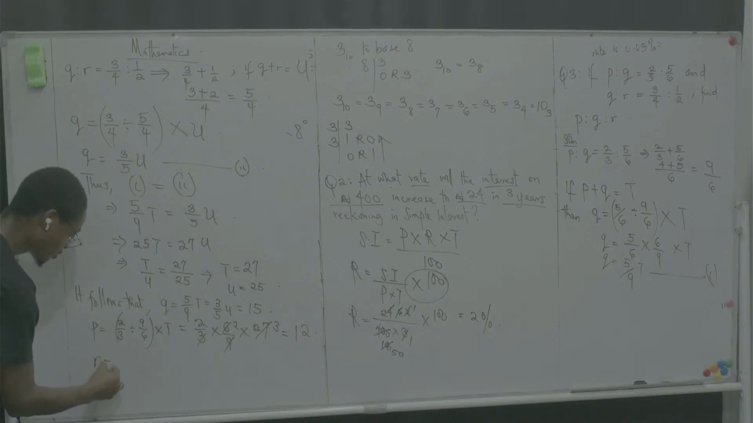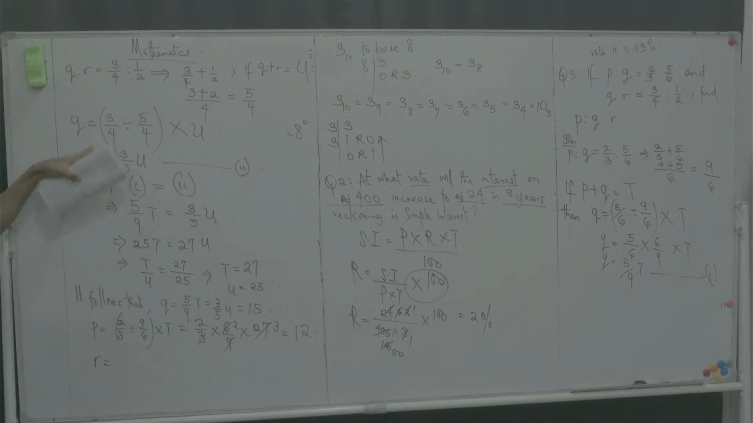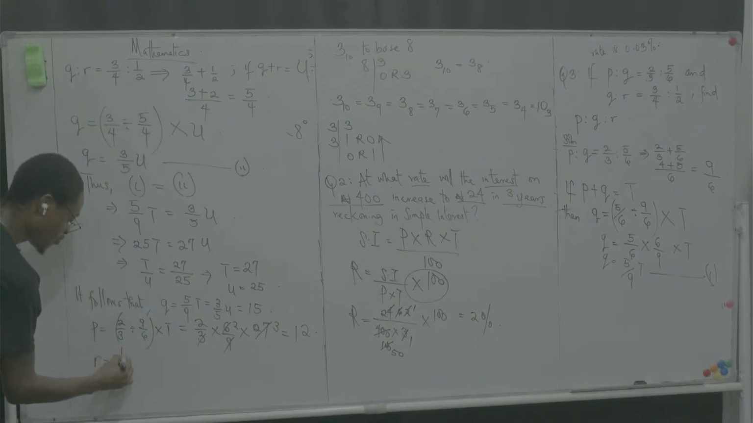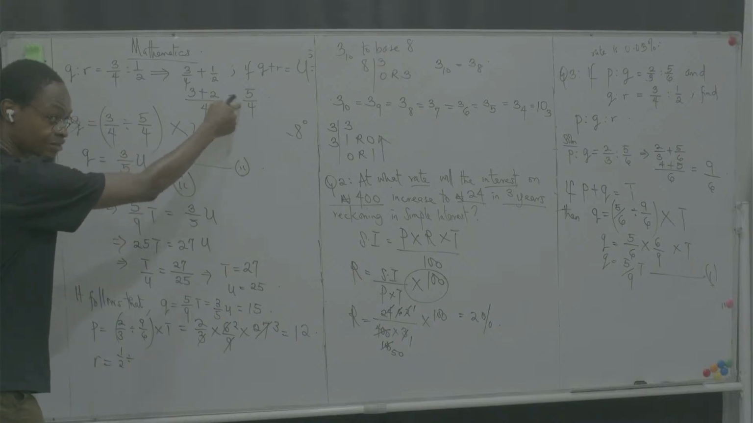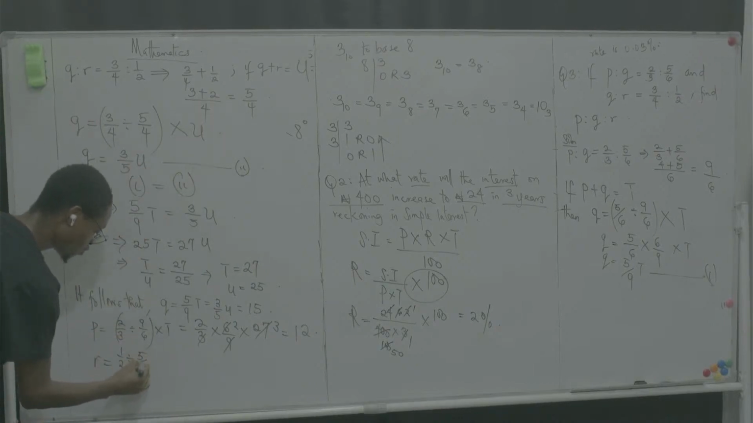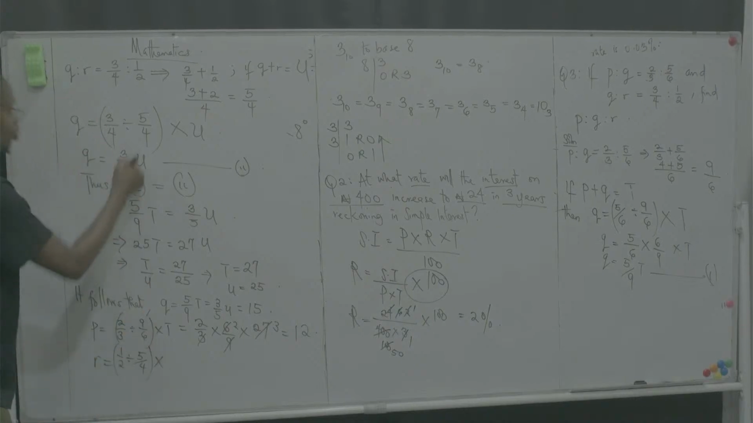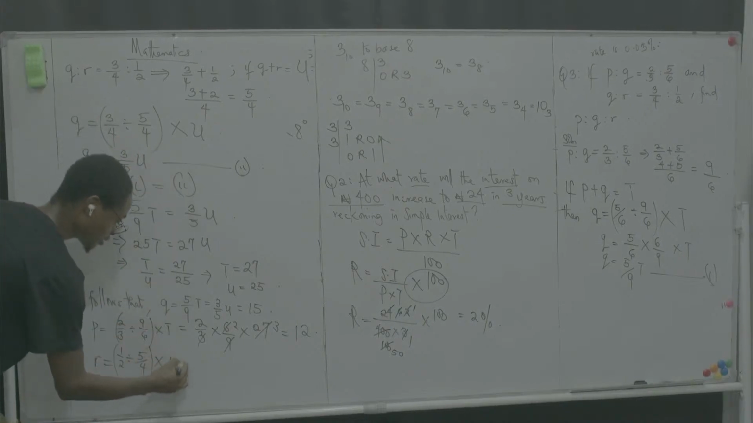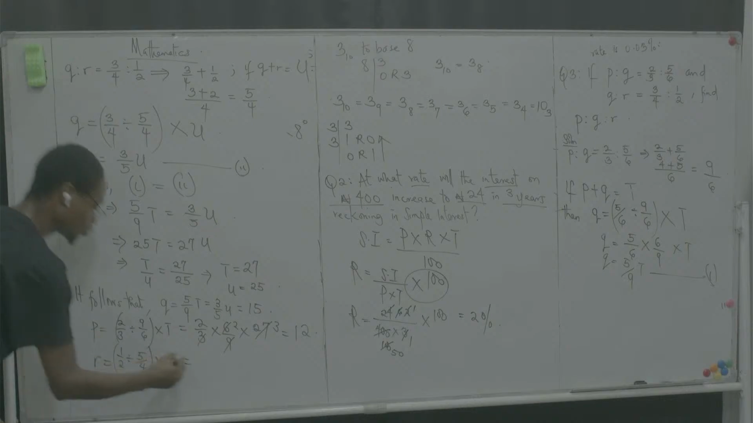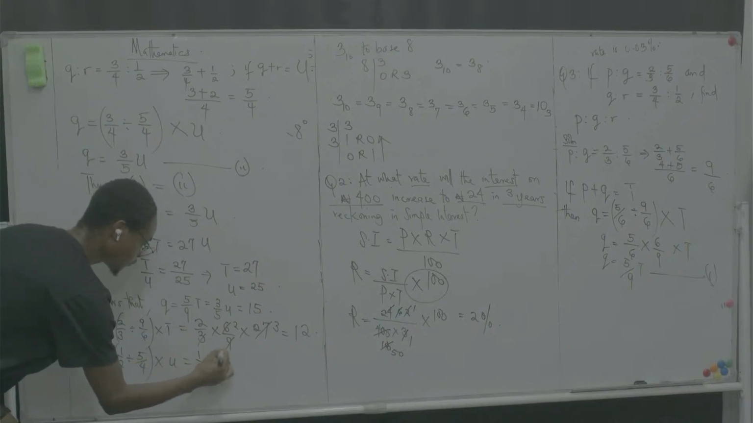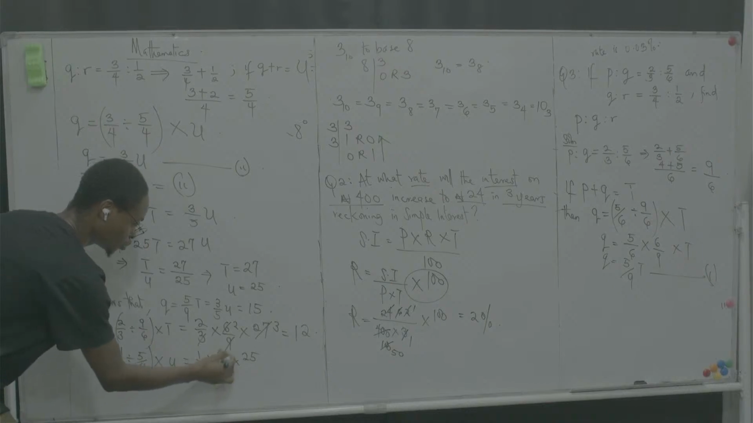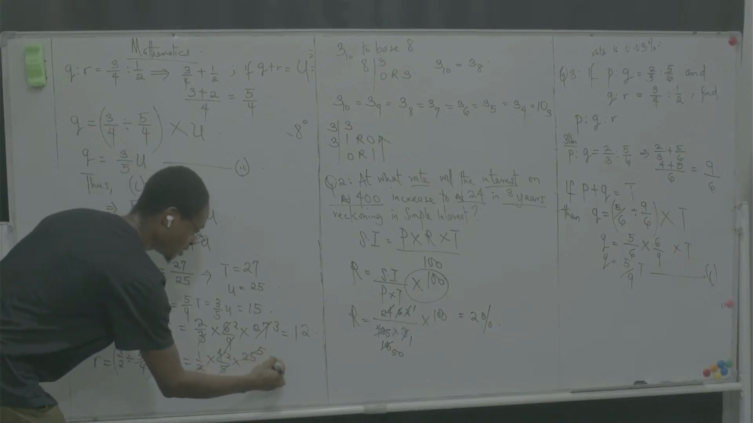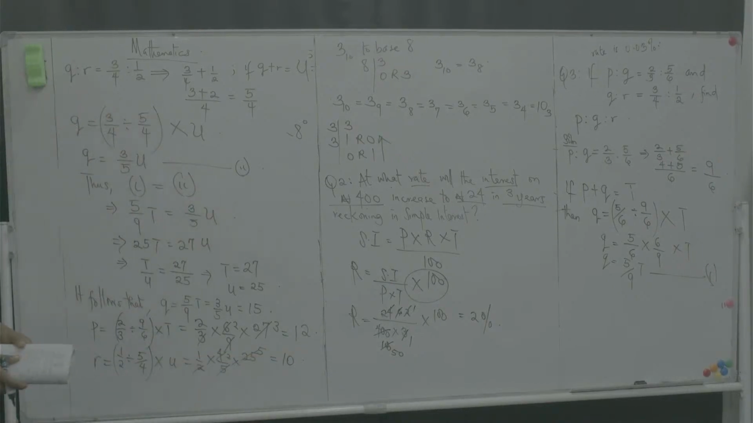For R, I get R from here. R will be 1 over 2 divided by the total, that's 5 over 4, times U. Are we good? So this will be 1 over 2 times 4 over 5 times 25. 2 here 2, 5 here 5. This will give me 10.